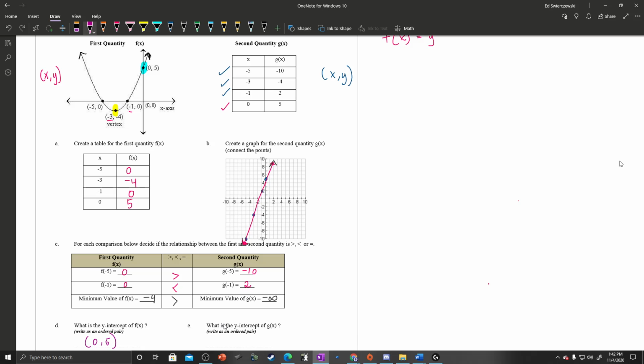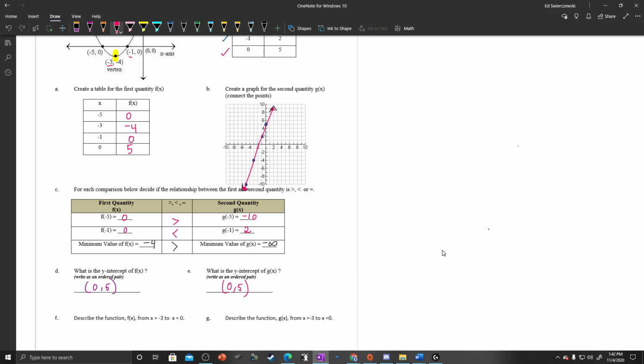What is the y-intercept of g of x? So again, same thing, right? Where does the graph cross the y-axis? Crosses again at the same place, actually, (0, 5). So let's write that as an ordered pair. Good. So both of these functions actually have the same y-intercept.